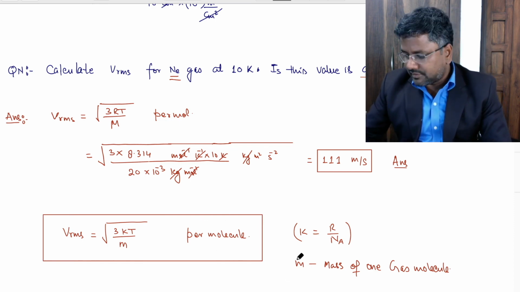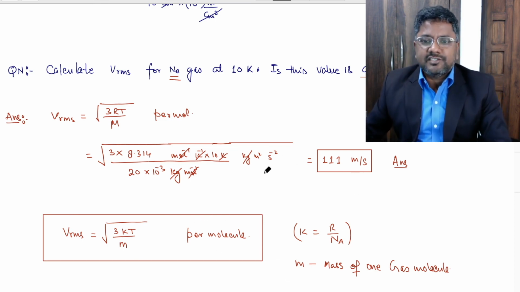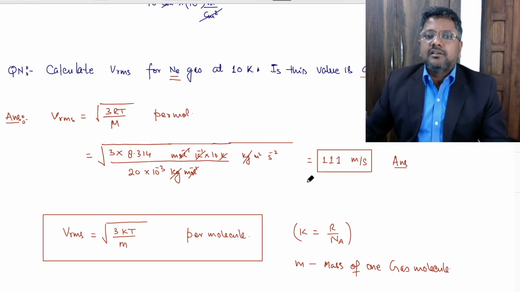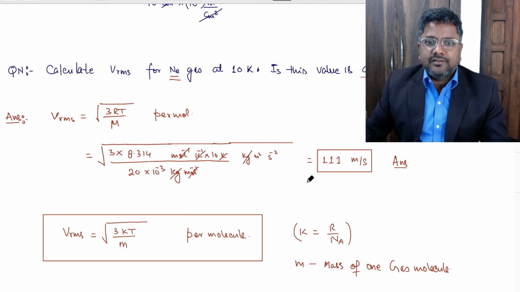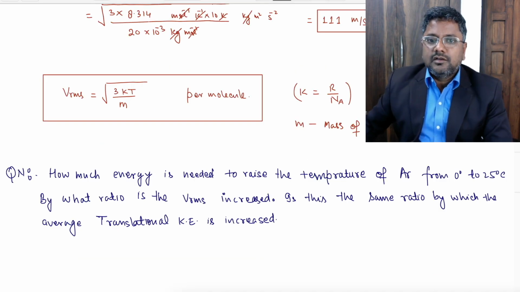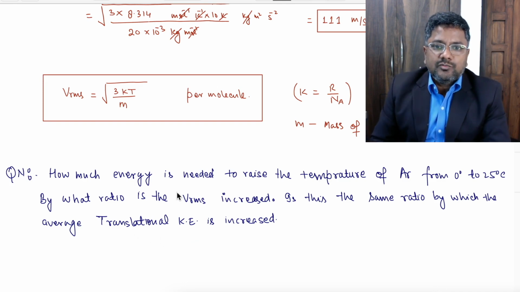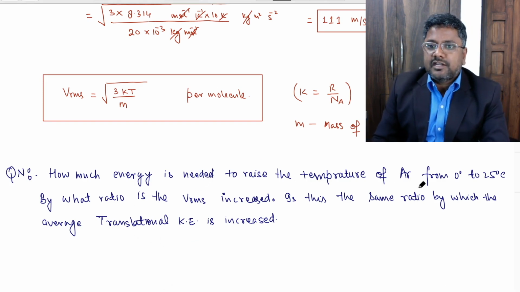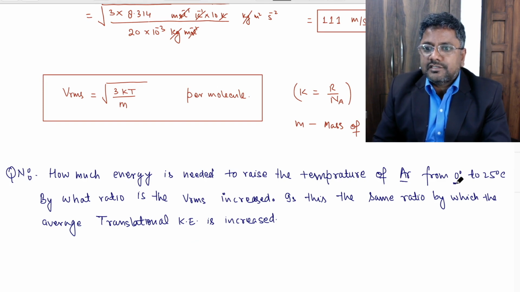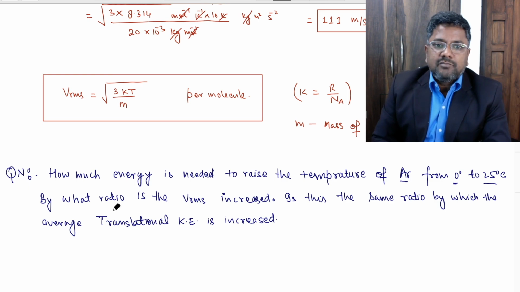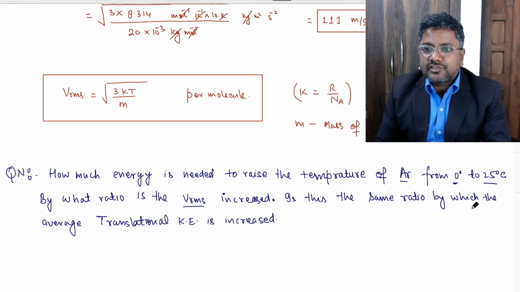So this is the way to calculate RMS speed or most probable speed or average speed if the temperature and nature of the gas are given. Okay. Now see another question. How much energy is needed to raise the temperature of argon from 0 degree Celsius to 25 degree Celsius? This is the first part of the question. By what ratio is the VRMS increased? Is this the same ratio by which the average translational kinetic energy is increased?